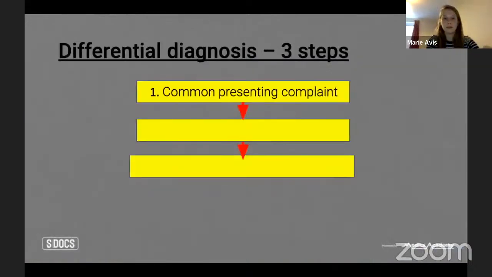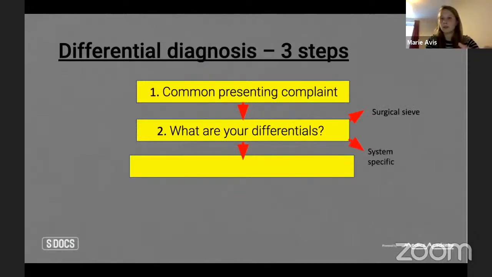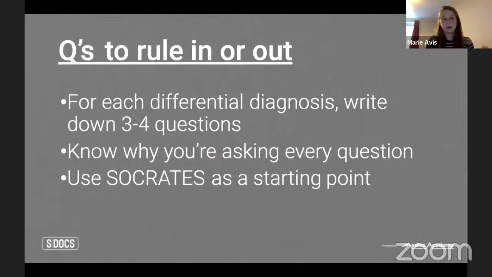So we've got the common presenting complaint, we've got our differentials with our 2 systems, whichever you prefer. And the third part, like I said, is the questions to rule in or out each one. So what I try and do is for each differential, I try and write down 3 or 4 questions that will help me either think, yeah, this is what this patient's got, this is what I should investigate more, or no, actually, I can get rid of that differential from my thinking for a while.